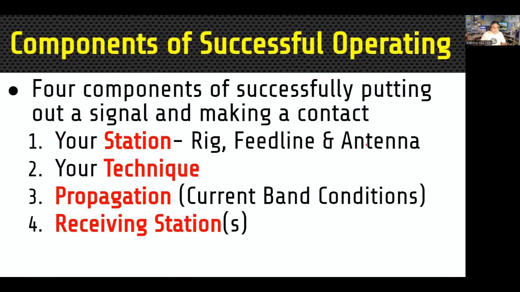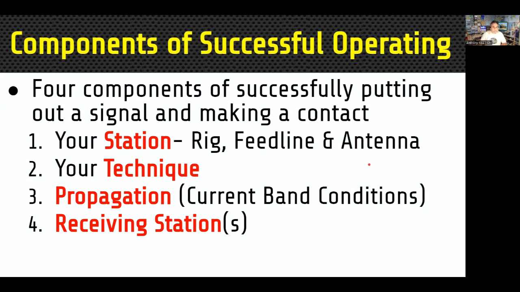Where's the problem at? So let's look at what components there are in successfully operating and making a two-way contact in amateur radio. There's really four things we can break it down to. There's your station. That includes both your radio, your feed line, your antennas, and any accessories associated with that, antenna tuners, microphones, keyers, etc. The second item is your technique. The third item is propagation, the one we have the least control over, although we can always switch bands, and we'll talk a little bit about that. And then the fourth one is the receiving station or stations on the other side of the conversation, which we have very little control over.